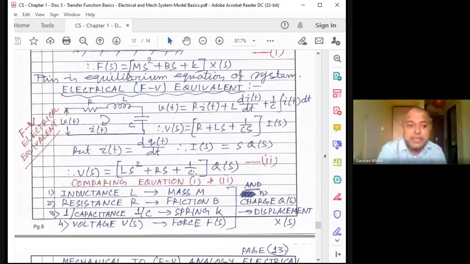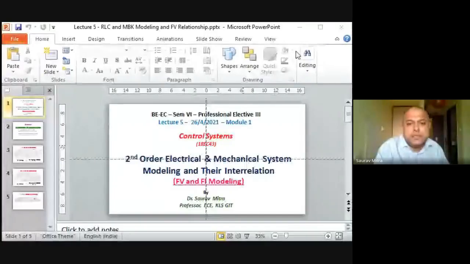So what is the input in the case of the electrical circuit? V(s). What is the output? It is Q(s). I'll stop presenting and shift to my PPT now. We have almost 10 minutes in hand, so in that time we will do the FV analogy, that means the force-voltage analogy of the system. We'll see that. I will enlarge it.